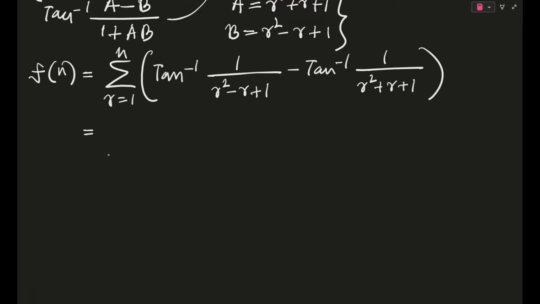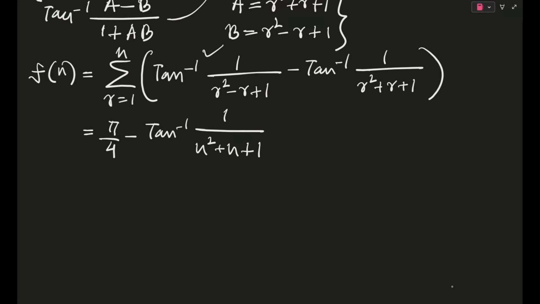To solve this, I hope there are no difficulties, because if you put r equals 1, 2 and so on, you will see that the first term will remain in the first pair and the last term will remain in the last pair. Rest of all the terms are getting cancelled. I'm not going into that. So this will come out to be tan inverse 1 directly, so pi by 4, and this is tan inverse of 1 by n square plus n plus 1.